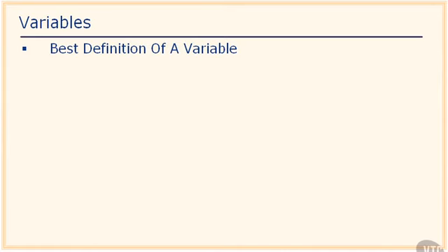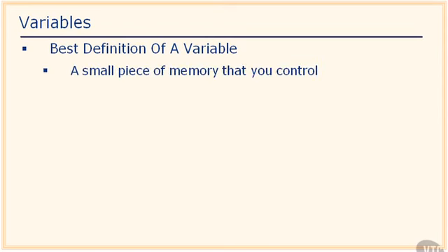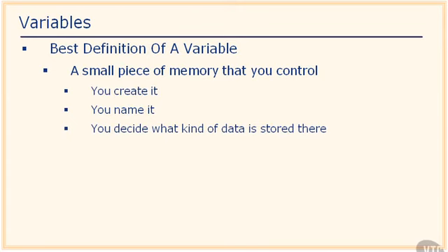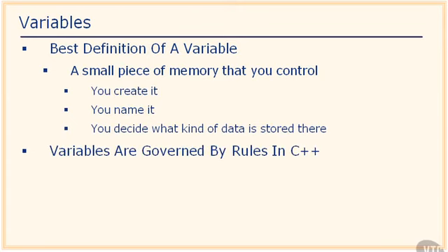First of all, let's talk about the best definition of a variable I've ever heard. It is a small piece of memory that you control. You control how it's created, when it's created, you give it a name, and you decide what kind of data is stored in this variable. Now, variables, just because you create it, name it, and decide what to store there, are governed by certain rules in C++ that you will have to abide by.